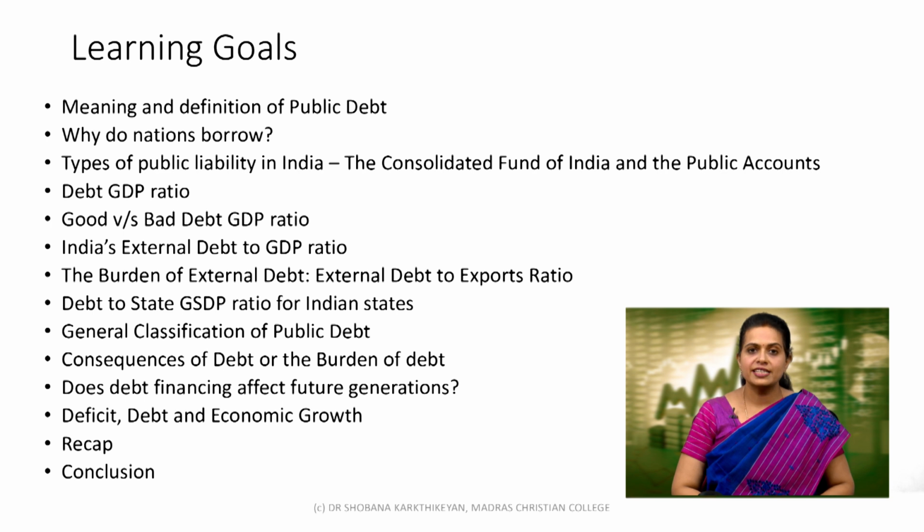So, general classification of public debt. Consequences of debt, or the burden of debt. What happens to an economy when a debt is contracted? The next question we turn to is whether debt, when contracted, only affects the present generation or it affects the future generation as well. So, moving on, we understand what exactly is meant by deficit. And we also see the interaction between deficit, debt and economic growth.